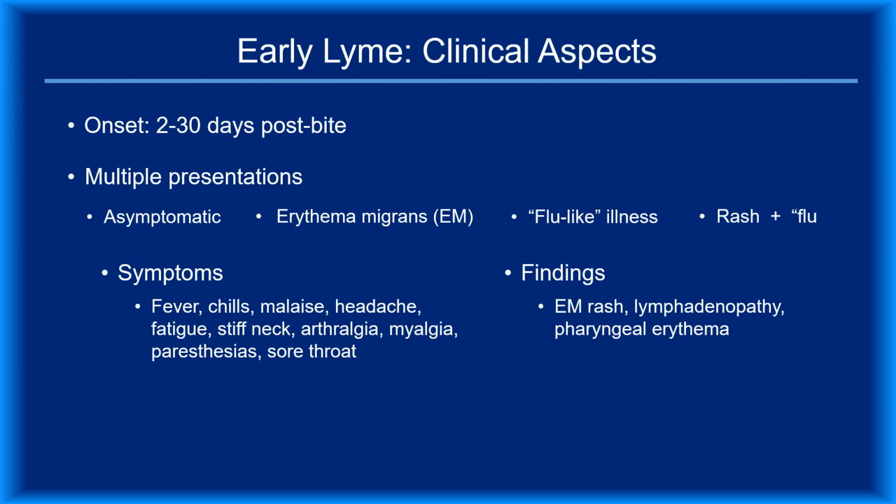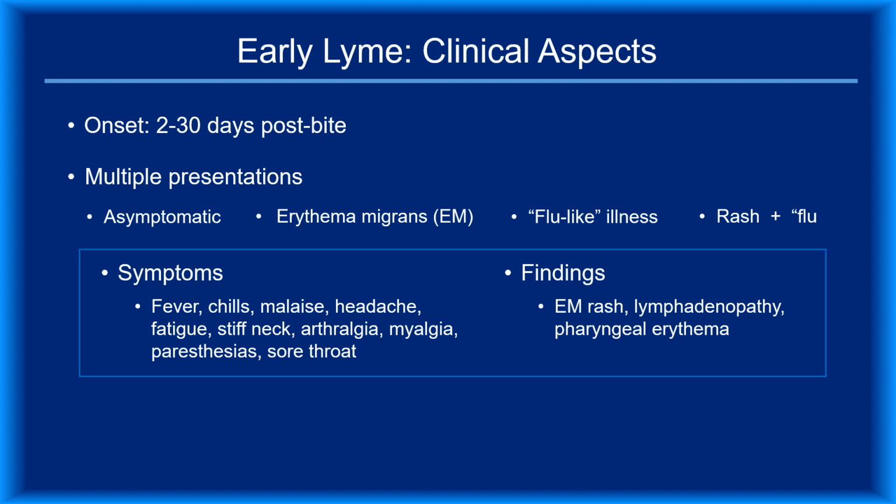Let's look at early Lyme disease from a clinical perspective. The typical incubation period is 7 to 14 days, but disease onset can occur within 2 to 30 days of a bite. In this acute stage, patients may be entirely asymptomatic, have an isolated Erythema migrans rash, or have a flu-like illness without a rash. The lucky ones have both a rash and flu-like symptoms. I consider them lucky because their Lyme diagnosis is unlikely to be missed.